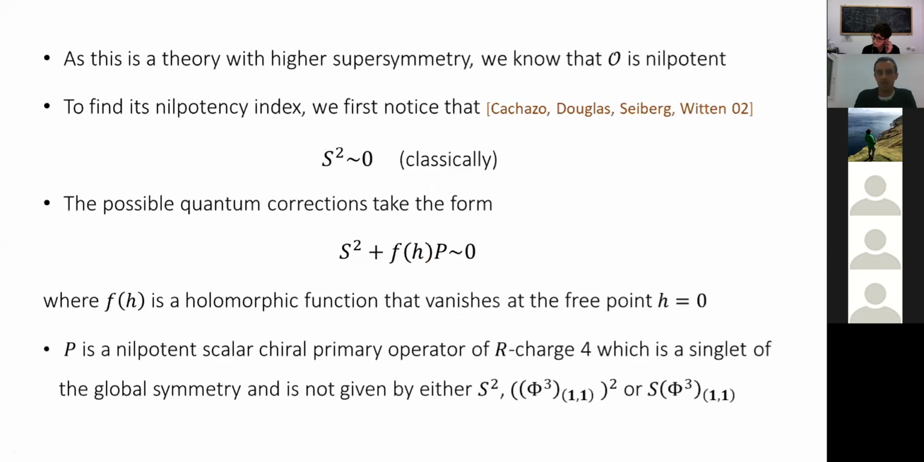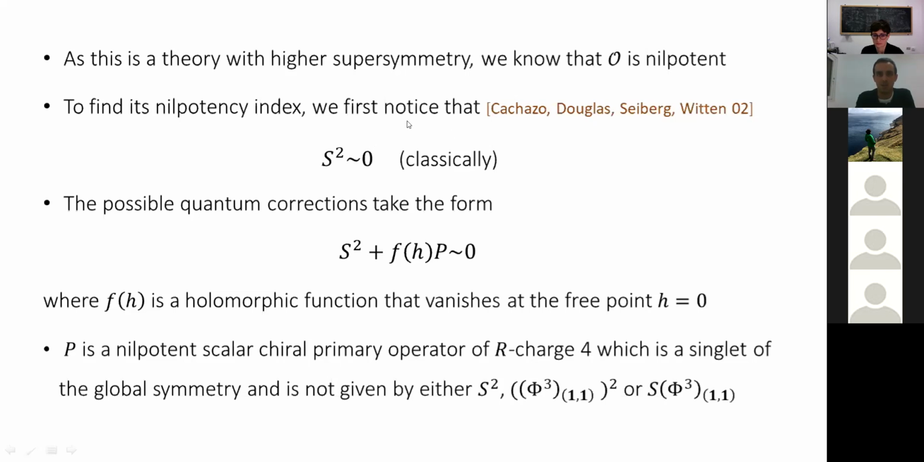Now, as this is a theory with higher supersymmetry, and as we showed before, N=2 in 4 dimensions already shows that all the exactly marginal operators are nilpotent. So we know that O is nilpotent, and it will be interesting to try to find its nilpotency index. To do this, we first notice that classically, we can show that S squared is 0.